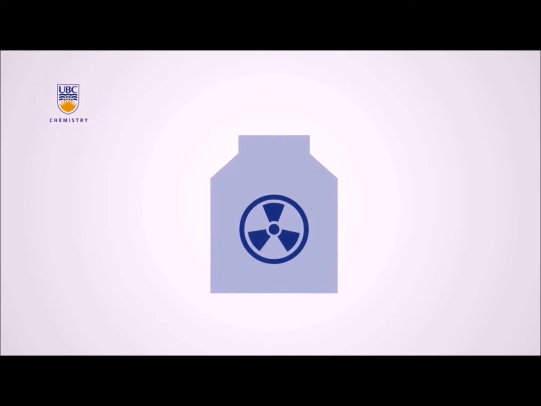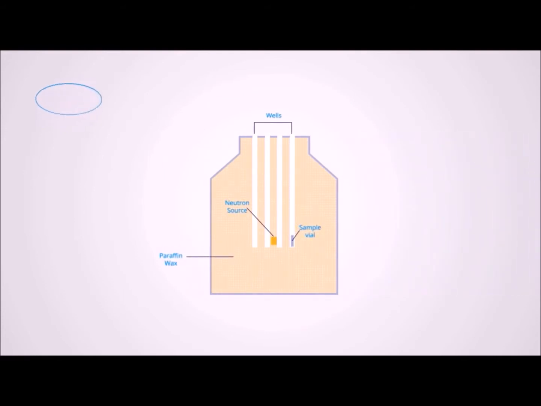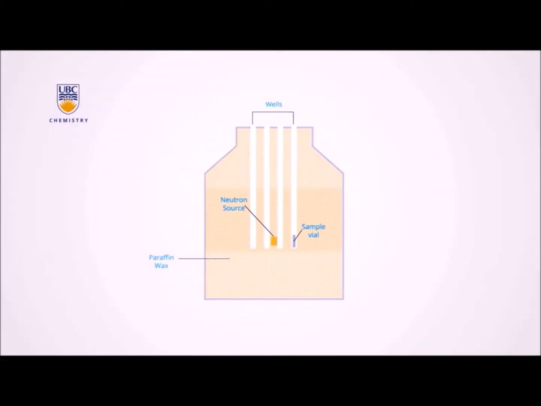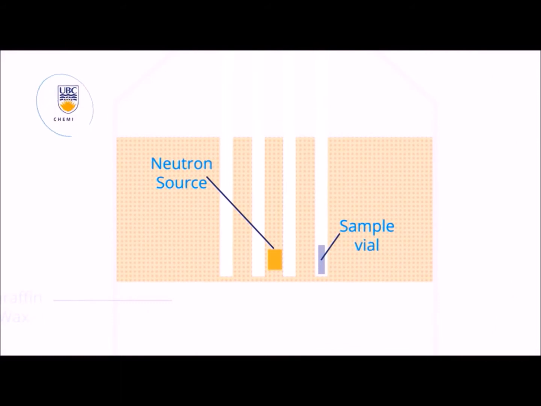The inside of the drum is completely filled with paraffin wax, since it's a good neutron absorber, thus shielding the lab from radiation. The activation wells are holes drilled down vertically into the wax. The vials sit about halfway down the drum and are placed approximately 7 centimeters radially from the neutron source.